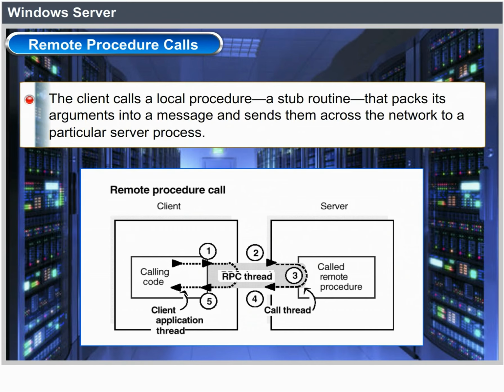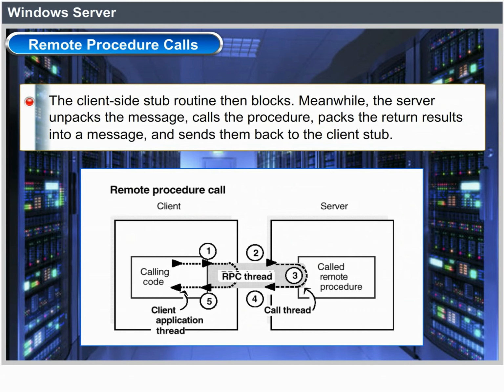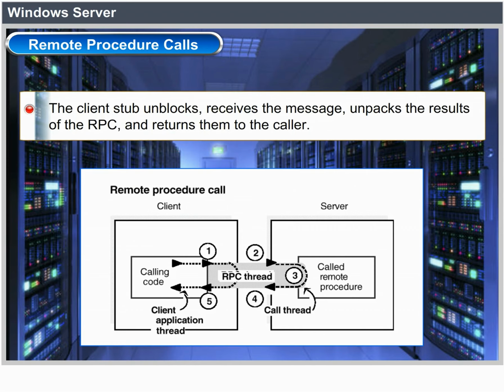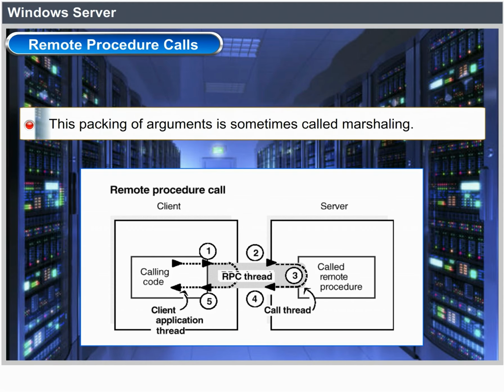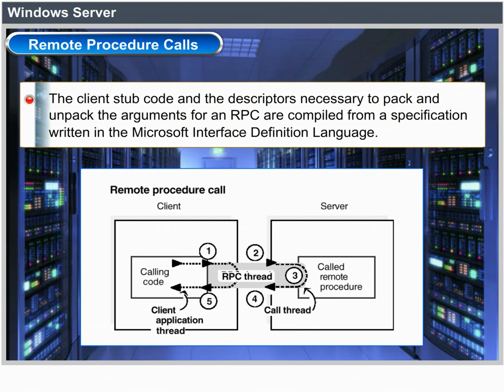The client-side stub routine then blocks. Meanwhile, the server unpacks the message, calls the procedure, packs the return results into a message and sends them back to the client stub. The client stub unblocks, receives the message, unpacks the results of the RPC and returns them to the caller. This packing of arguments is sometimes called marshalling. The client stub code and the descriptors necessary to pack and unpack the arguments for an RPC are compiled from a specification written in the Microsoft Interface Definition Language.